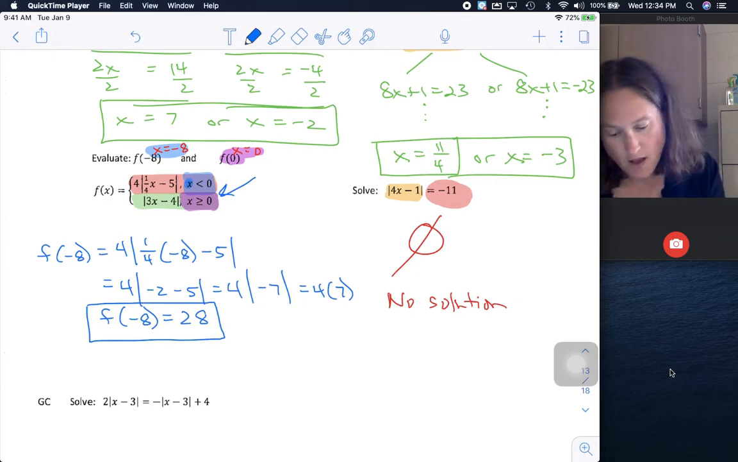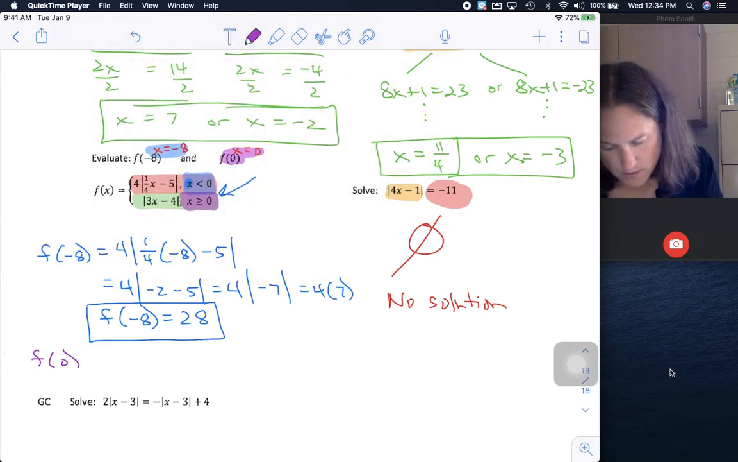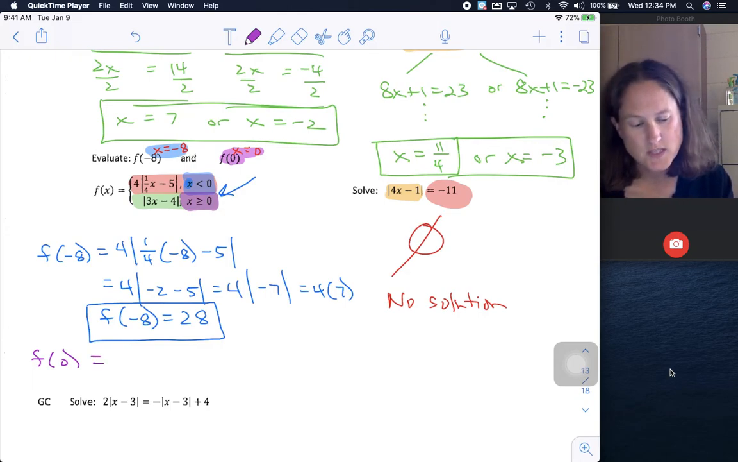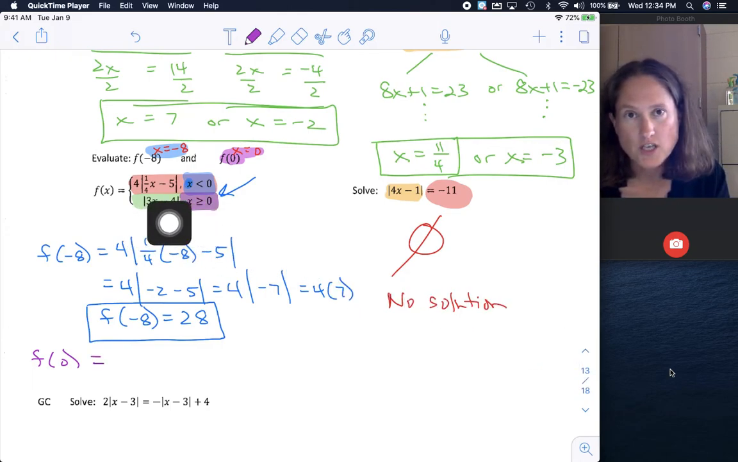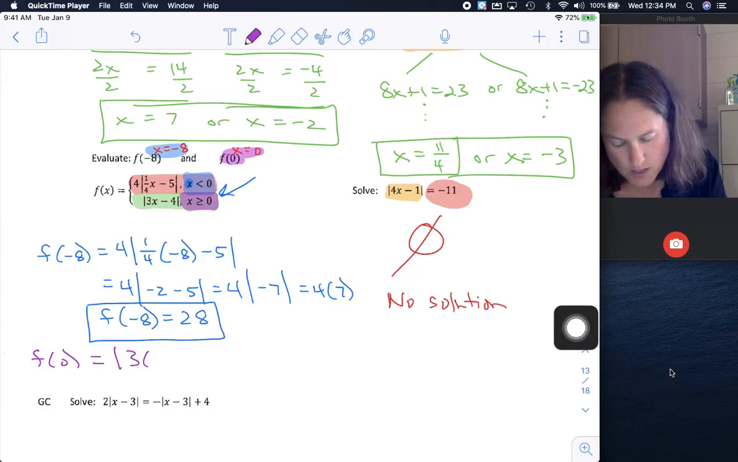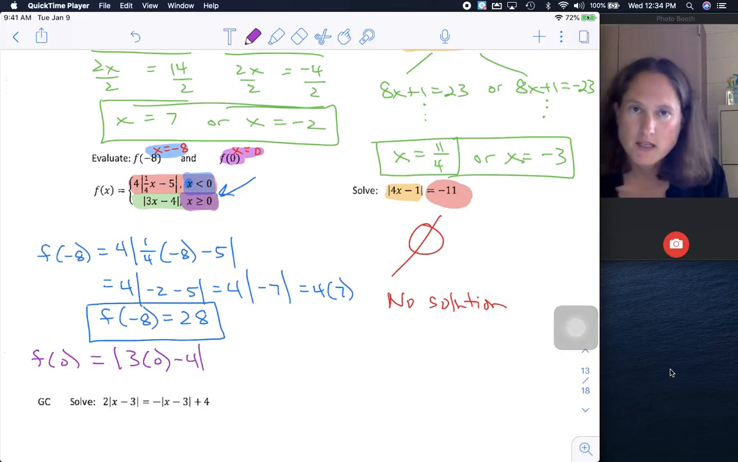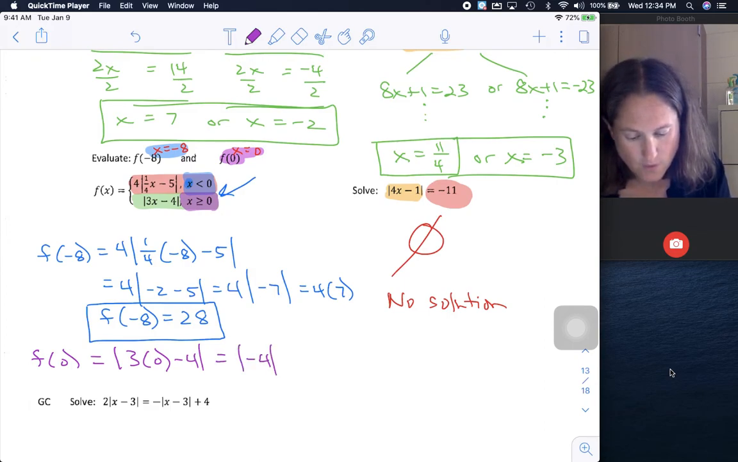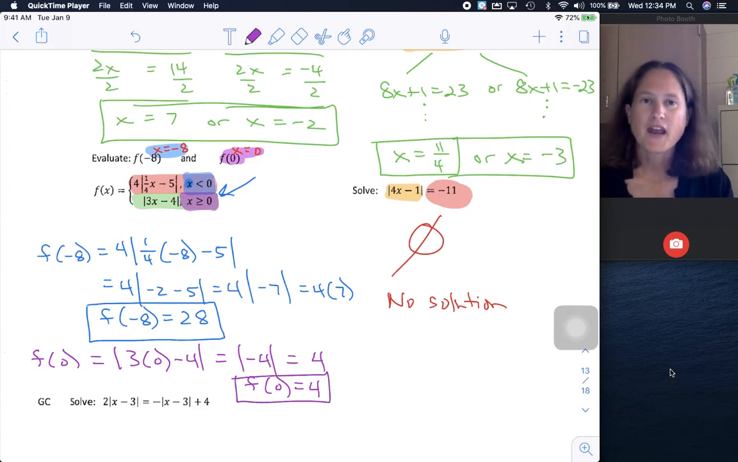Okay. For the other one then, now it's going to be f of 0. This one, I have to use the bottom equation because x is greater than or equal to 0. So I'm going to plug 0 in to 3 times 0 minus 4 and simplify. All order of operations, so 3 times 0 turns out to be 0 minus 4. This is the absolute value of -4, which is 4. So f of 0 turns out to be 4. And that again would be the ordered pair 0, 4 on a graph.